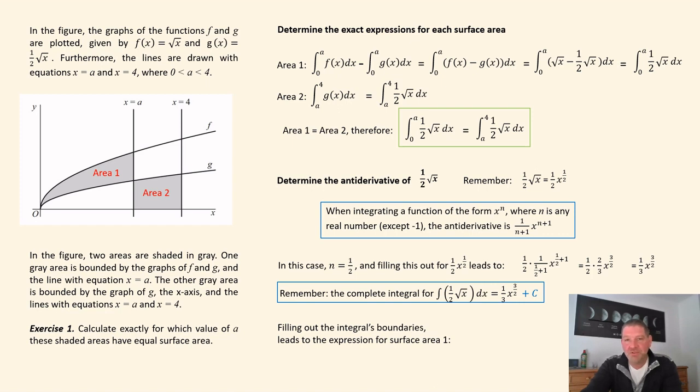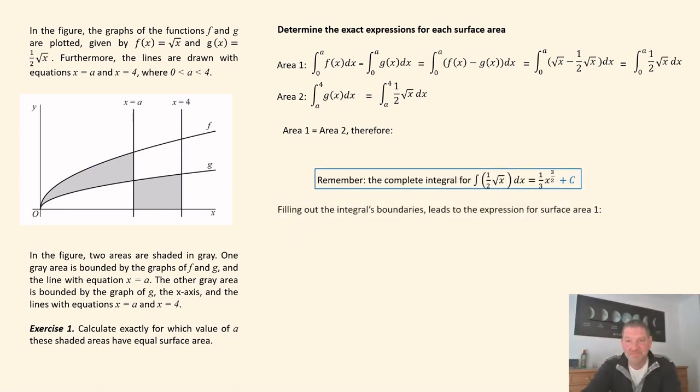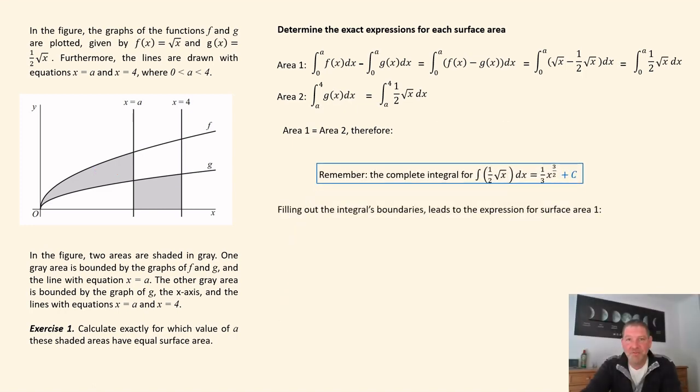So filling out the integral's boundaries leads to the expression for surface area 1, and I wanted to write it down here, but we ran out of space. So let me tidy up a bit. There we are. Filling out the integral's boundaries leads to the expression for surface area 1. Again, the full integral, including the constant, on the interval from 0 to a, leads to this expression.